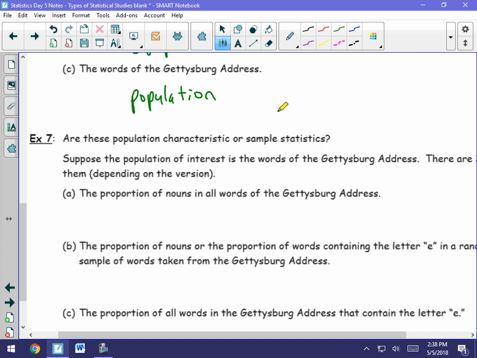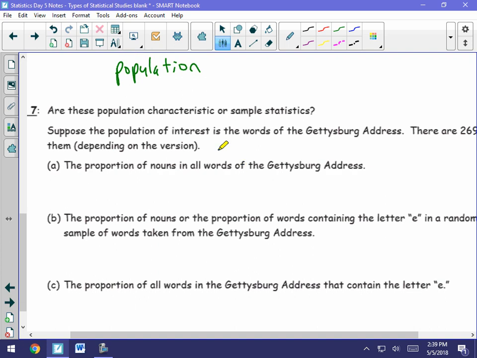Okay, so then number 7 says, are these population characteristics or sample statistics? So suppose the population of interest is the words of the Gettysburg Address. There are 269 of them, depending on the version. So then when letter A says the proportion of nouns in all the words of the Gettysburg Address, right, if the population is all the words in the Gettysburg Address, and we're looking at all the words in the Gettysburg Address, and we get some statistic out of that, that's a population characteristic, right? So it's a measurement of the entire population as a whole. Population characteristic.